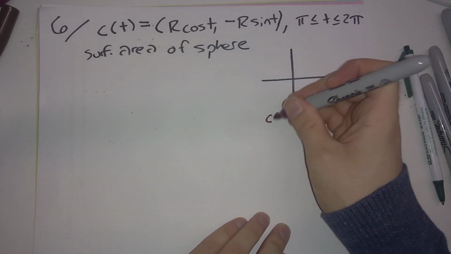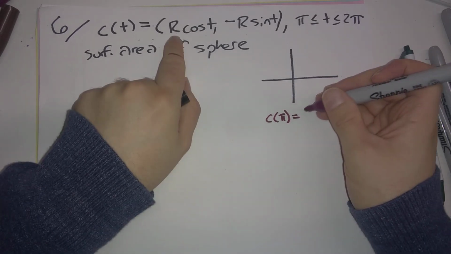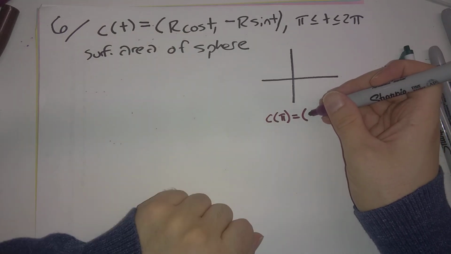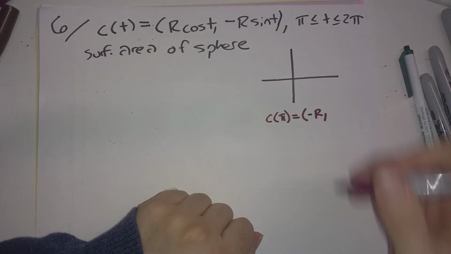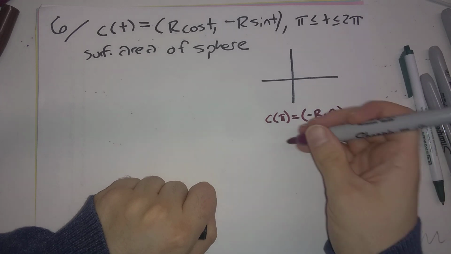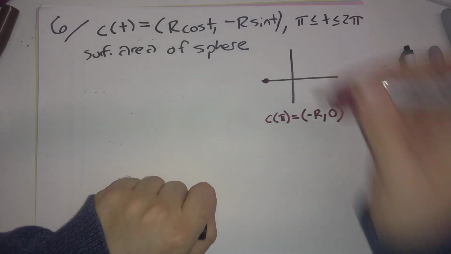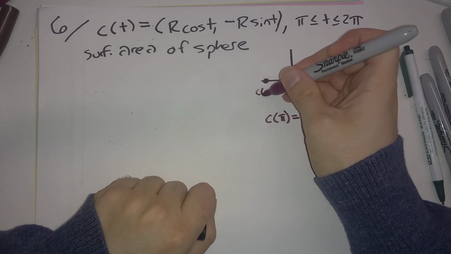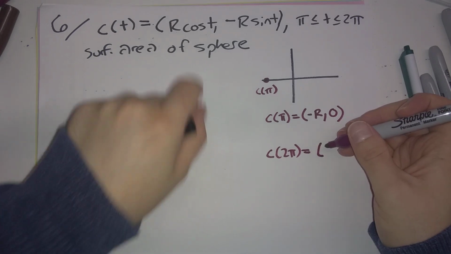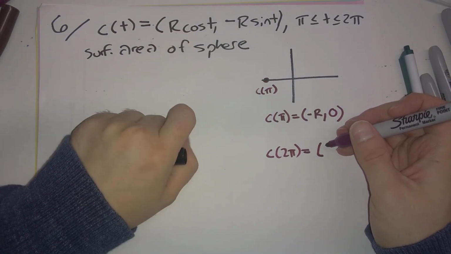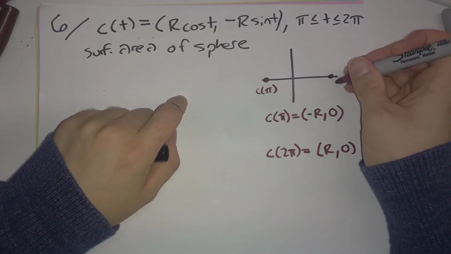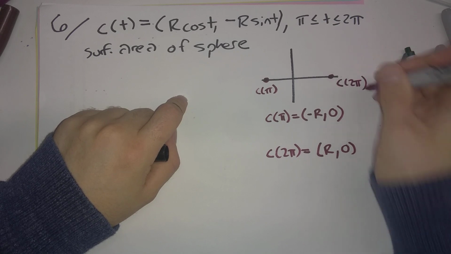So C of pi is equal to r times cosine of pi. Cosine of pi is -1, so minus r, and minus r sine pi. Sine pi is 0. So C of pi is minus r, 0. C of 2 pi is going to equal r times cosine of 2 pi, which is 1, so r times 1 is r, and sine of 2 pi is again 0. So here is C of 2 pi over here.